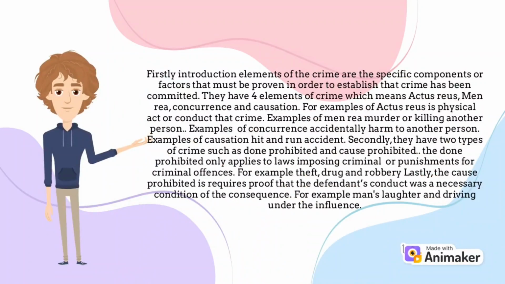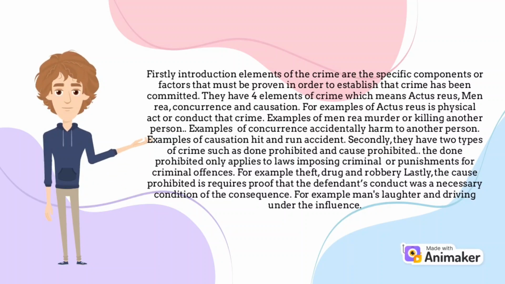Firstly, introduction: elements of the crime are the specific components or factors that must be proven in order to establish that a crime has been committed. There are four elements of crime, which are actus reus, mens rea, concurrence and causation. Examples: actus reus is the physical act or conduct of the crime. Example of mens rea: murder or killing another person. Example of concurrence: accidentally harming another person. Example of causation: a hit and run accident.